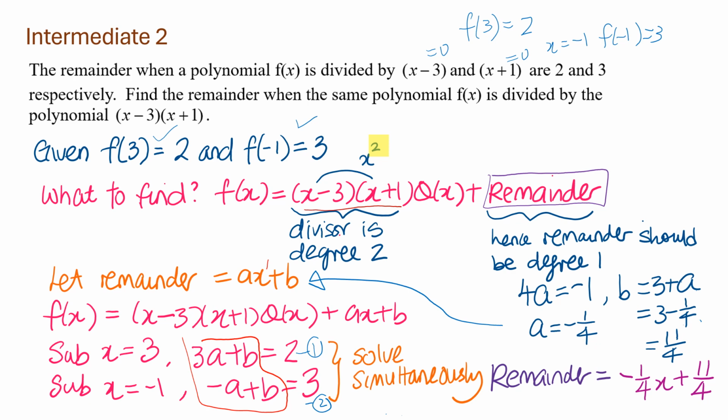So in this question here, let's recap the concept. That is, if the degree of the divisor is 2, if it's a quadratic polynomial, then the degree of your remainder, right, would be of degree 1. And a remainder with degree 1 will be in the form ax plus b, where a and b are constants that you need to find. So this is how you solve these questions.